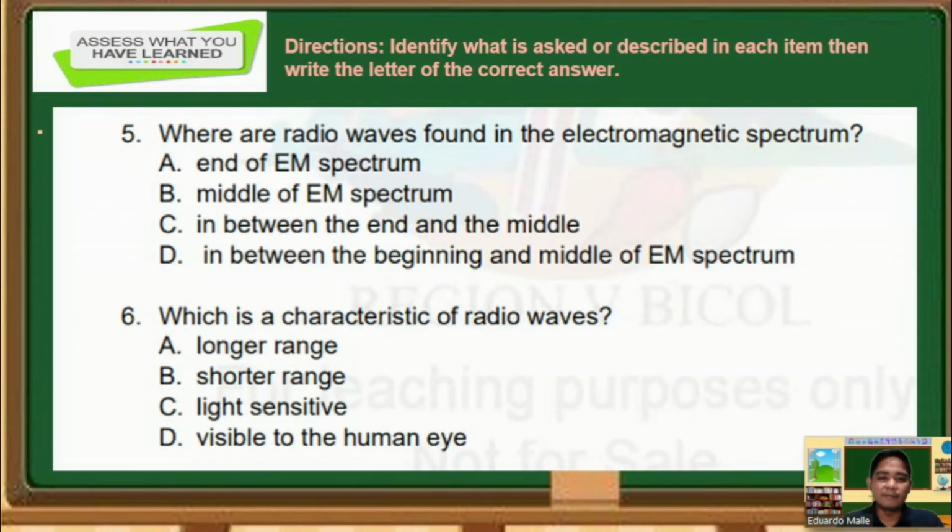And our number 5, where are the radio waves found in the electromagnetic spectrum? Letter A, end of EM spectrum. B, middle of EM spectrum. Letter C, in between the end and the middle. Letter D, in between the beginning and middle of EM spectrum. Number 6, which is a characteristic of radio waves? A. Longer range. B. Shorter range. C. Light sensitive. D. Visible to human eye.